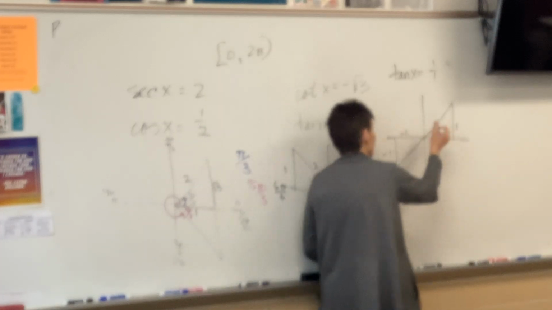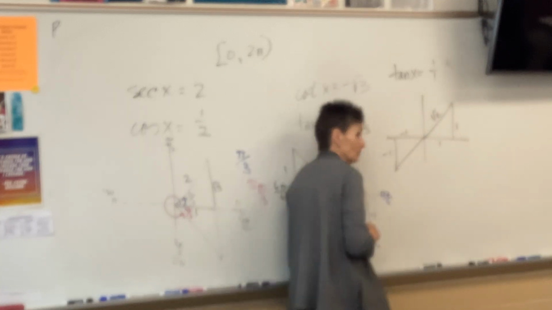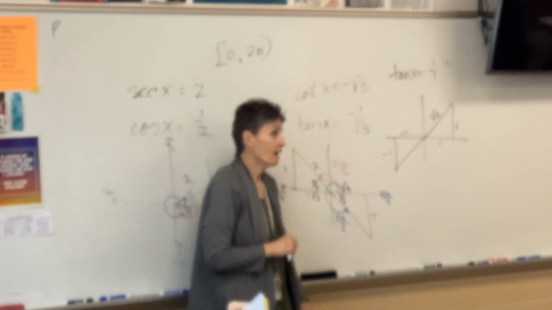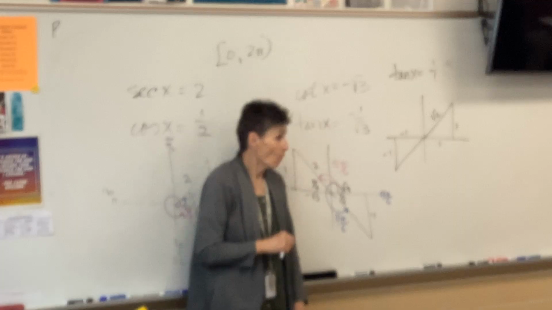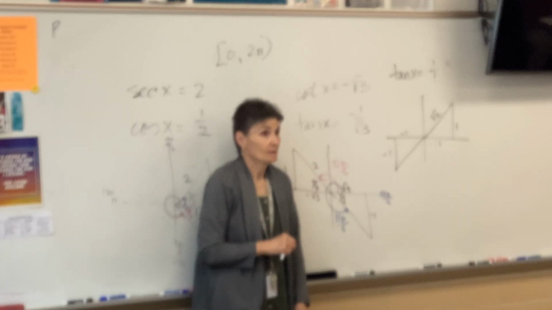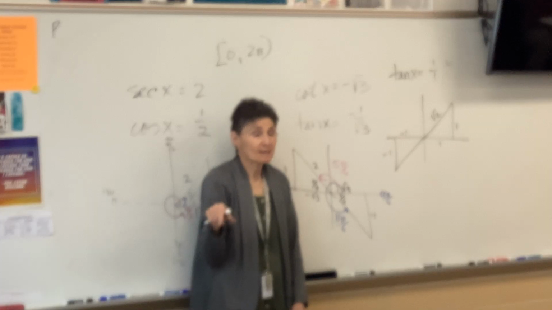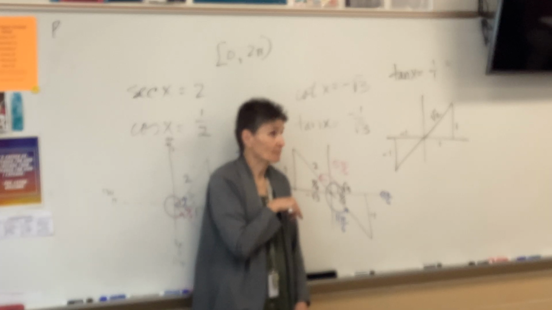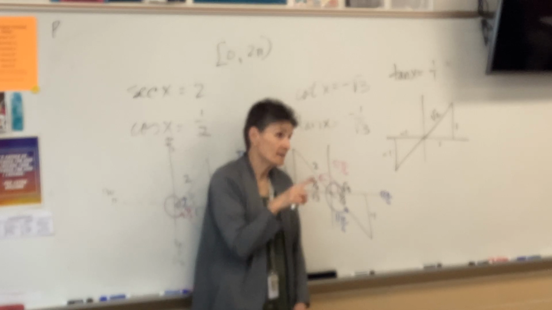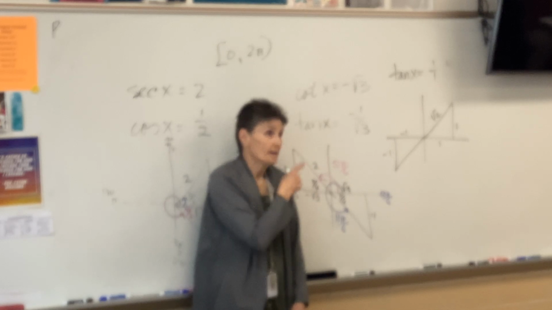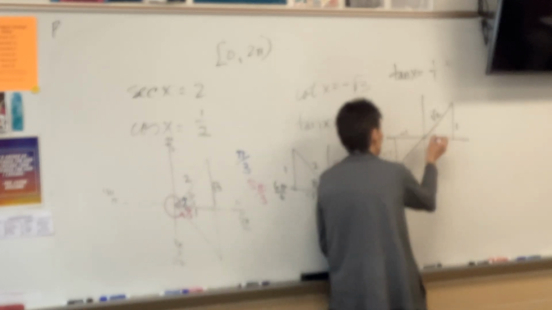So that's a 1, 1, root 2. How big is that angle? 45, which is a fourth of 180. So it's pi over 4. 30 is pi over 6, 180 over 6. 60 is pi over 3, 180 over 3. And 45 is pi over 4.